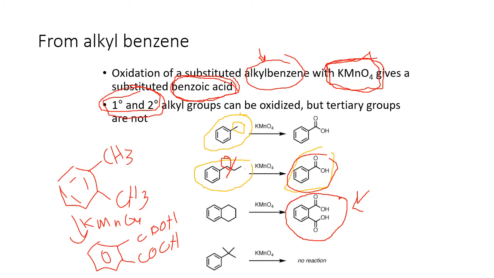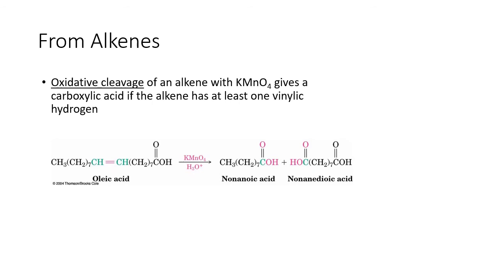Okay, and the next reaction that we will learn about is the preparation of carboxylic acid from alkenes. This is called oxidative cleavage. Why oxidative cleavage? Because you're breaking a double bond into two carboxylic acids. The two carbons that form the double bond will each become a carboxylic acid. You have to break the bond and give two carboxylic acid compounds. That's why we call this reaction oxidative cleavage.